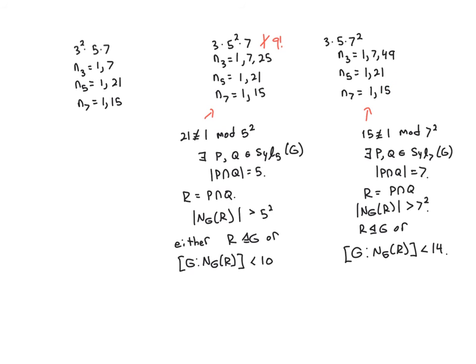If you assume that you have 15 Sylow 7 subgroups, because 15 is not congruent to 1 mod 7 squared, 2 of these Sylow 7 subgroups have a non-trivial intersection. That non-trivial intersection is normal in P and Q. Let's call that intersection R. Therefore, its normalizer contains 2 groups of order 7 squared, so it has to be of order greater than 7 squared, which means it has to be of order 3 times 7 squared, 5 times 7 squared, or the whole group. So either this intersection is a normal subgroup, or you've got something of index strictly less than 14, either index 3 or 5. And why did I pick 14? Because of the 7 squared. You can't get something dividing 13 factorial.